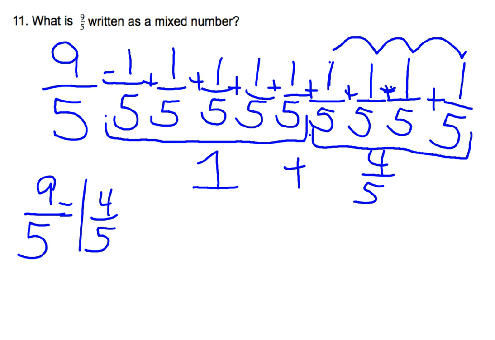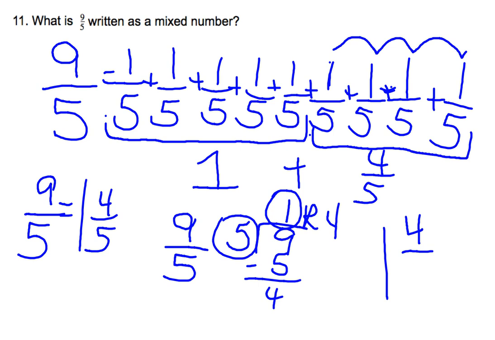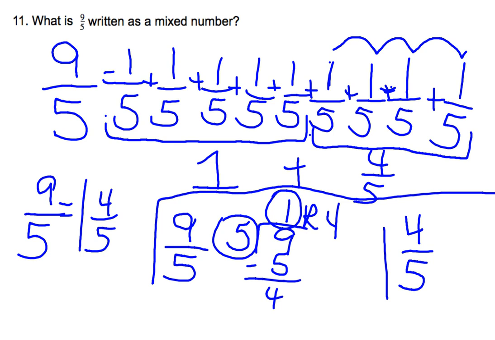Another way to do this is to do division like I did earlier on one of the earlier questions. This really means 9 divided by 5. So when I do the math, here is your whole number. The quotient is your whole number, which is 1. Your remainder is your numerator, which is 4. And your denominator stays the same. We are in fifths. So that is 2 different ways to solve that.